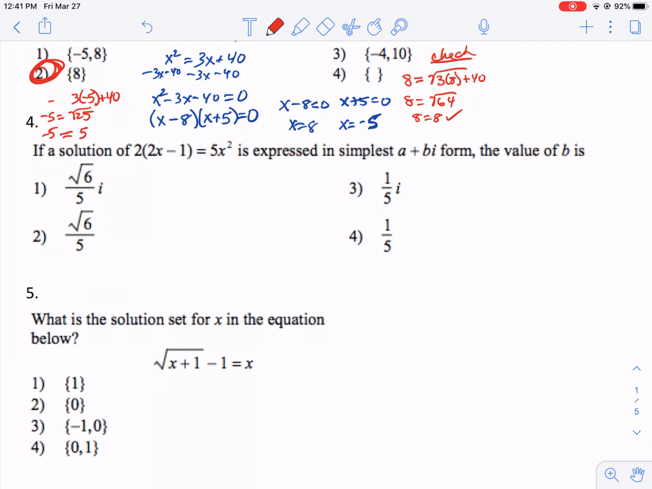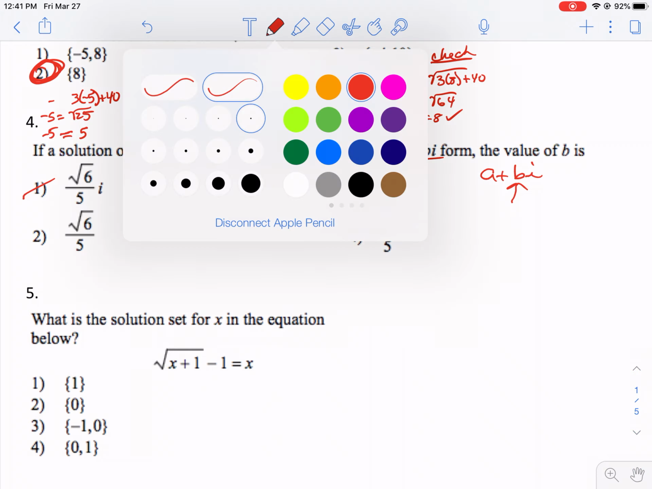Alright, number 4. If the solution of that equation is expressed in a plus bi form, what's the value of b? Well, first of all, if it's expressed in a plus bi form and they only want the b, that means they don't want the i. So number 1 and number 3 are out because the i is not a part of the b. It's next to the b. So we do need to do some solving to figure out which one of the two it's going to be.